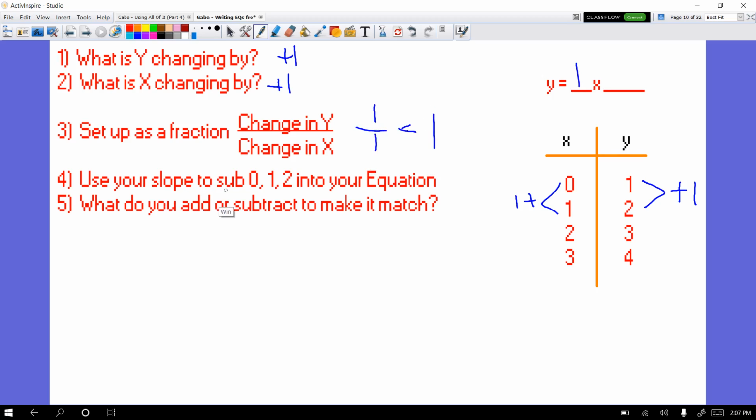Use your slope, which is this right here, that you just came up with, to substitute 0, 1, and 2, and 3, etc. into your equation. So y equals 1 times 0. 1 times 0 is 0.